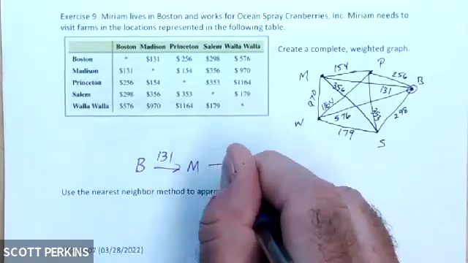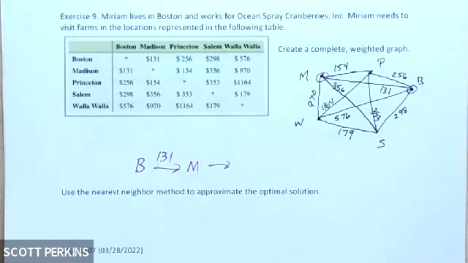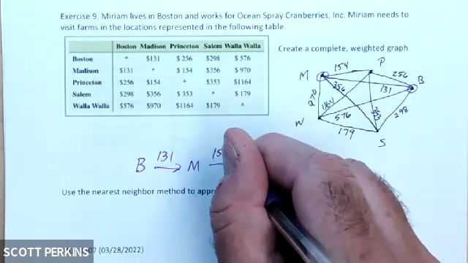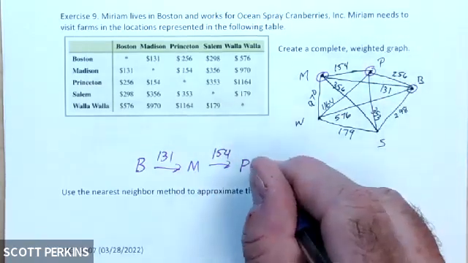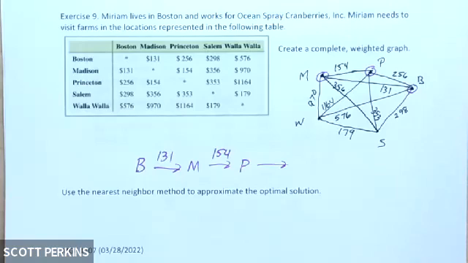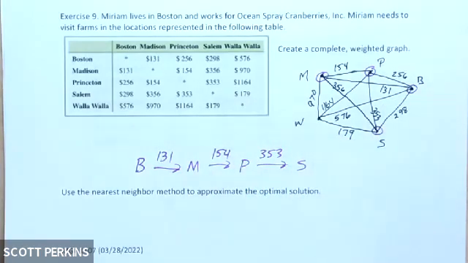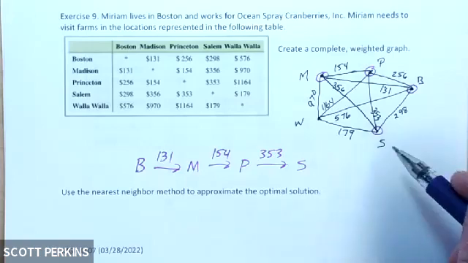Great. Now she's in Madison. What is the cheapest flight of the options there? Go to Princeton for 154. Great. Now she's in Princeton. And what's her cheapest option from Princeton? Salem. Salem for 353. We doing okay? Have I made any mistakes or anything? All right, we're in Salem.